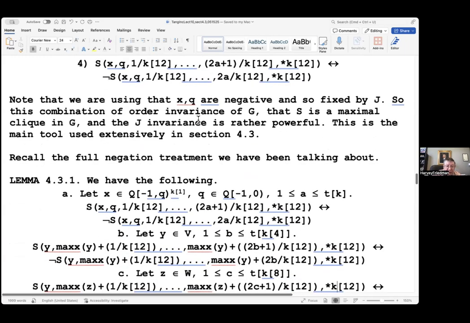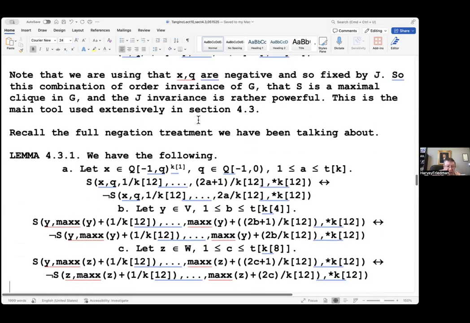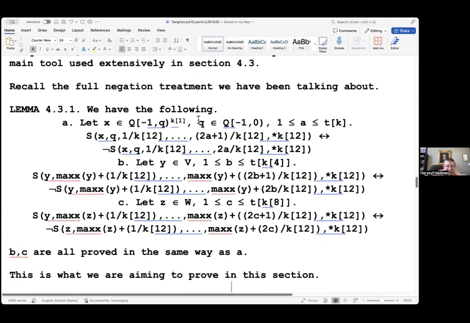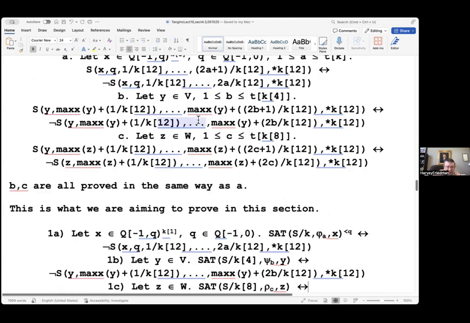All right, so let's look at this negation thing again. We only talked about A, but B and C are the same thing. It just looks different, but B and C are proved the same way. It's the same issue: you go up and back. You go up using order equivalence all the way up to 1, and then you use a maximal clique, and then you come back down using J invariance. And that's what all this is about.